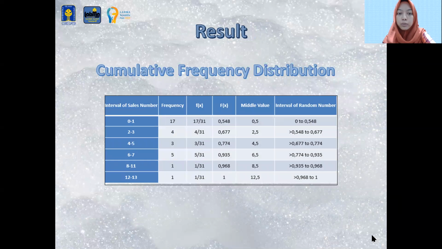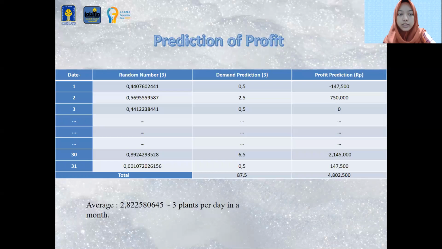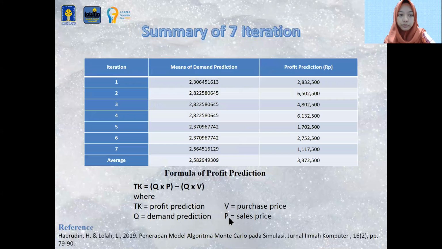First, we made a cumulative frequency distribution. In this cumulative frequency distribution, the data are grouped in class intervals of 3 each. Then we generated random numbers for 7 iterations. This table is the profit prediction table from the third iteration. From the result of the third iteration, the predicted profit was 4,802,500 rupiah in 1 month, and the average number of plants sold was 3 plants per day in a month.